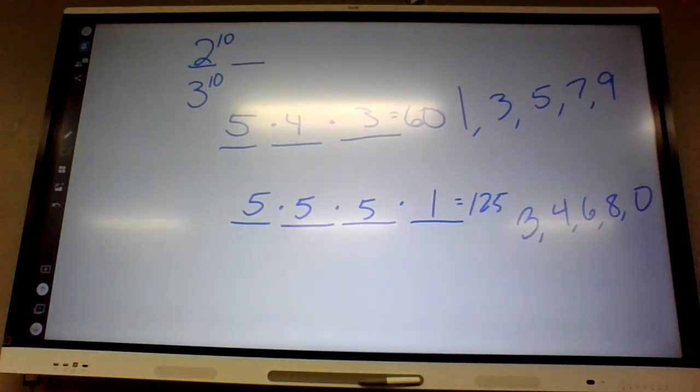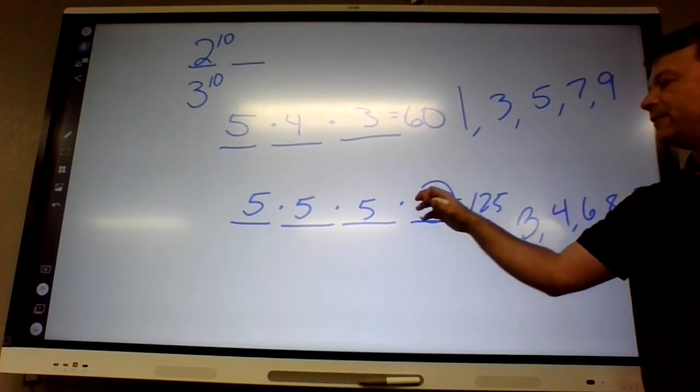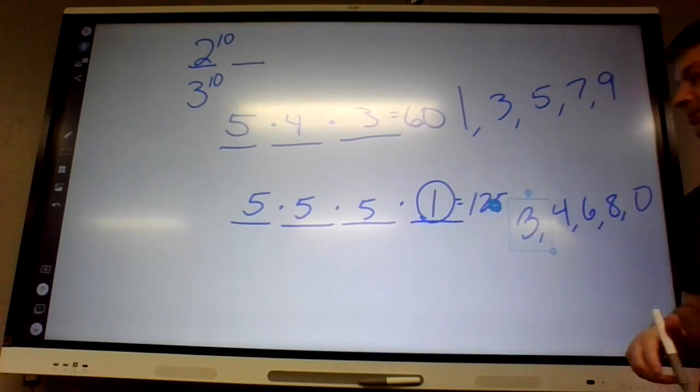125 possibilities. Wait, why was the last one on 1? Because it said it had to be an odd number. There's only one odd in our list of numbers. Why can't you have used 3? Yeah, you can. There's only one number that would fit right here that would make it an odd.